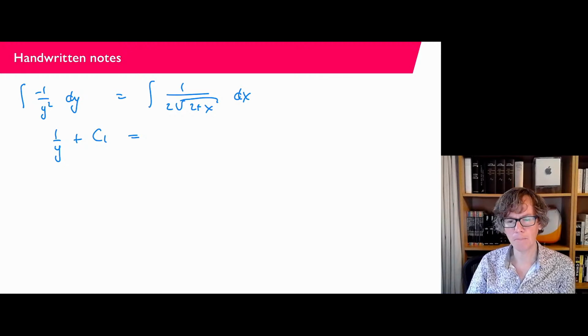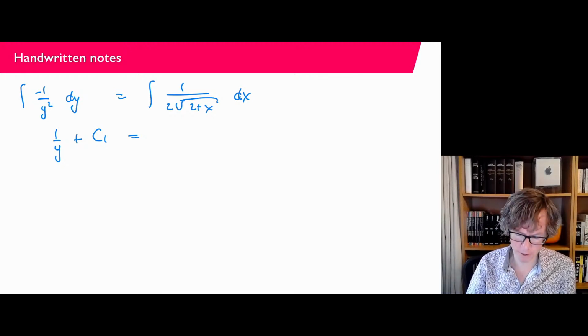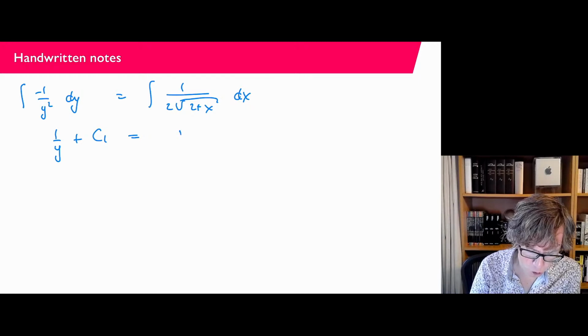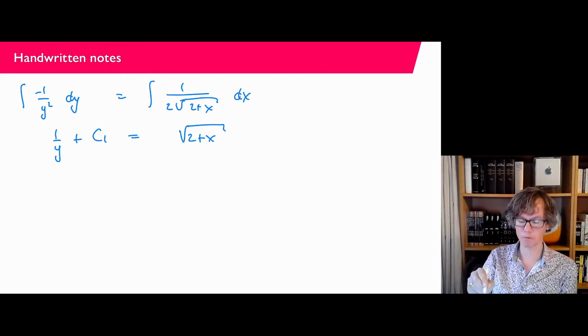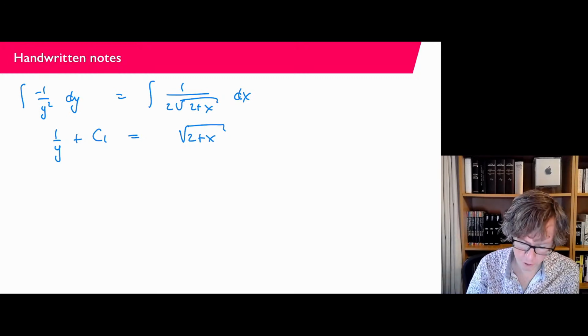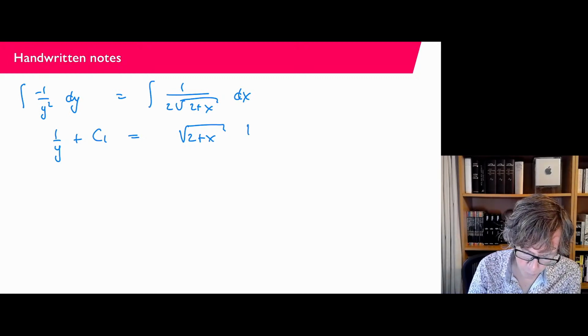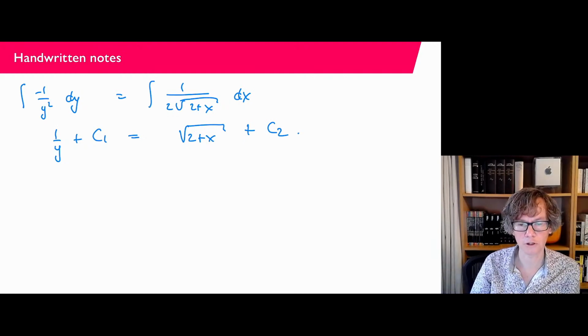Well, if you look a little bit here, you could do substitution, but maybe you can also see directly that the primitive is going to be something like the square root of 2 plus x. And if you differentiate this, you get precisely the integrand of the equation above, because we get 1 over 2 times the square root of 2 plus x, and that is precisely what it says. So this is a primitive function, and then we have an integration constant also on this side, so plus c2.